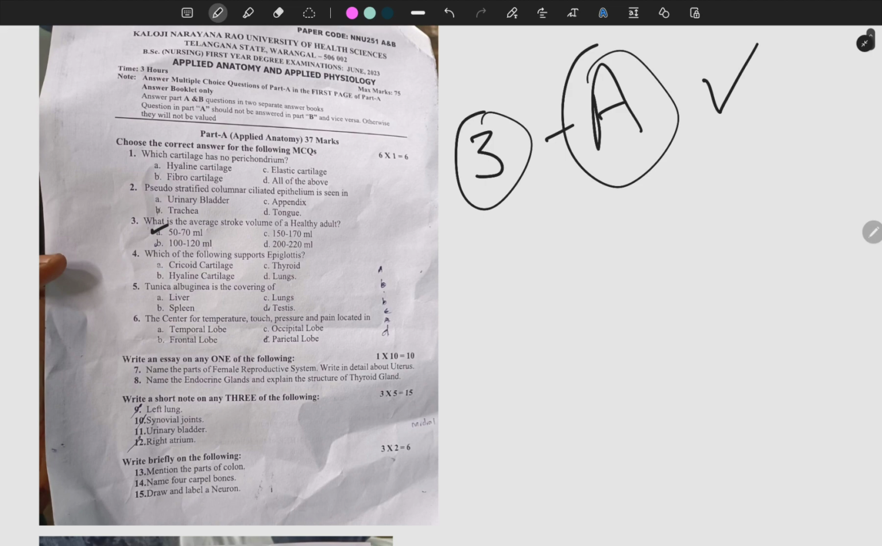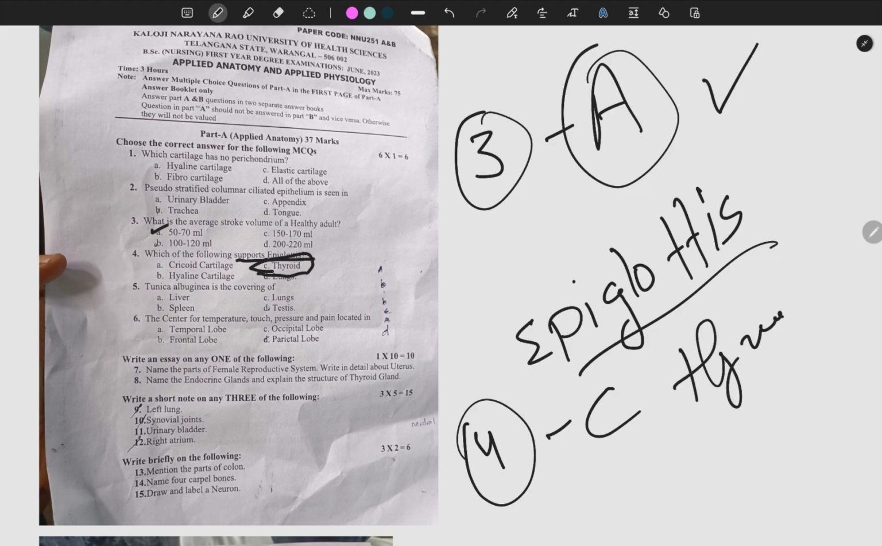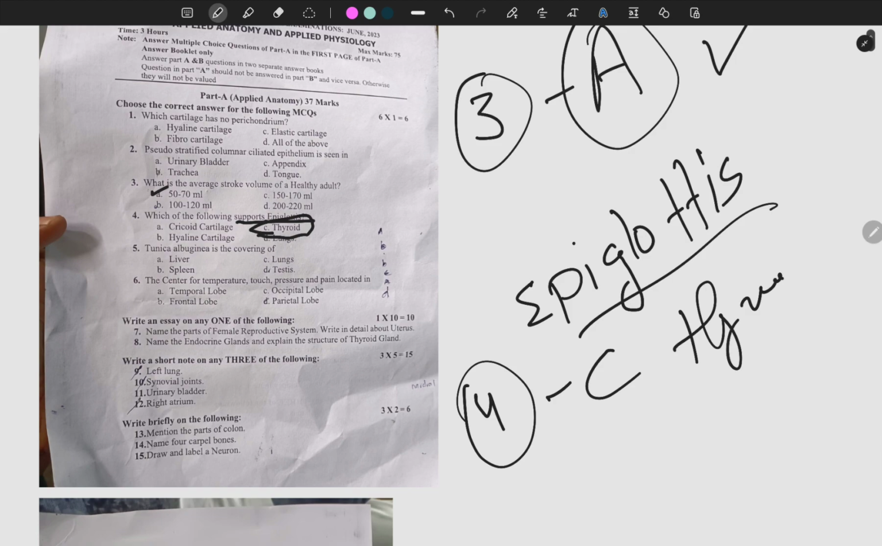So the next question is, which of the following supports the epiglottis? The epiglottis is present at the neck region. The question is asking which structure supports the epiglottis. The options are cricoid cartilage, hyaline cartilage, lungs, and thyroid. Near the epiglottis, the structure is the thyroid. So option C for the fourth question. The right answer for the fourth question is the thyroid. The thyroid is the supporting structure for the epiglottis.